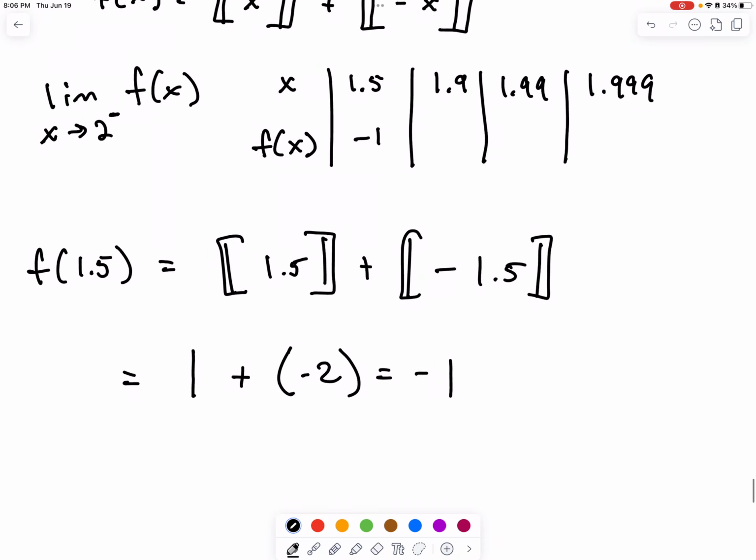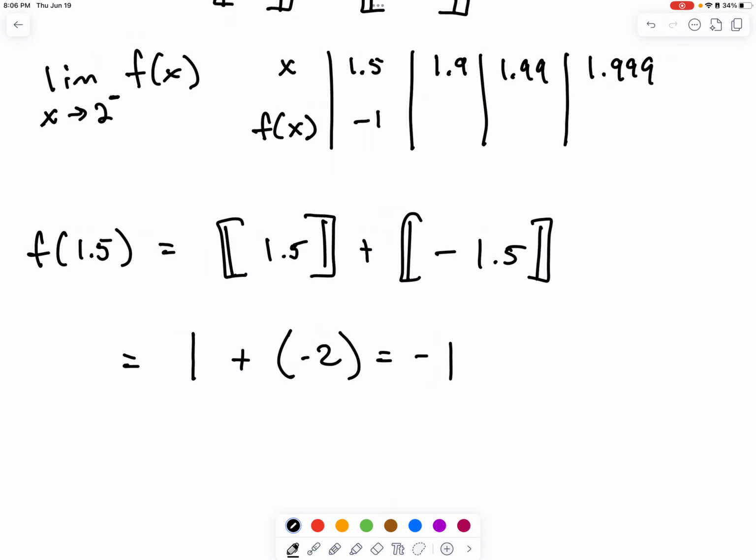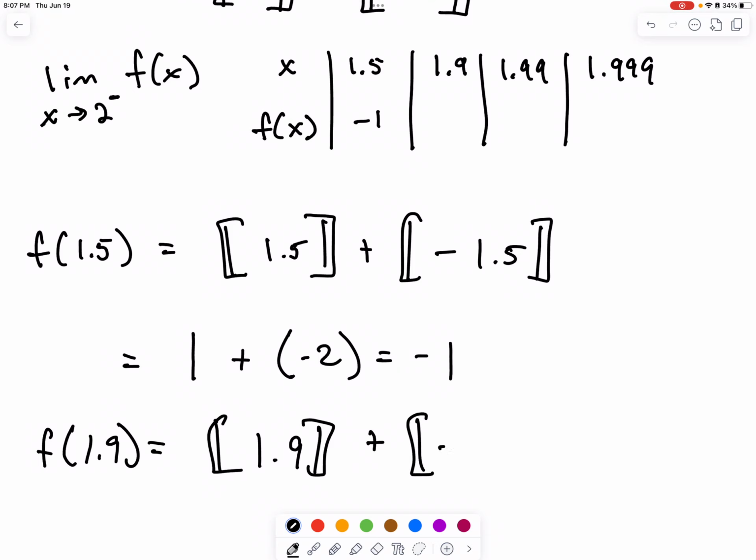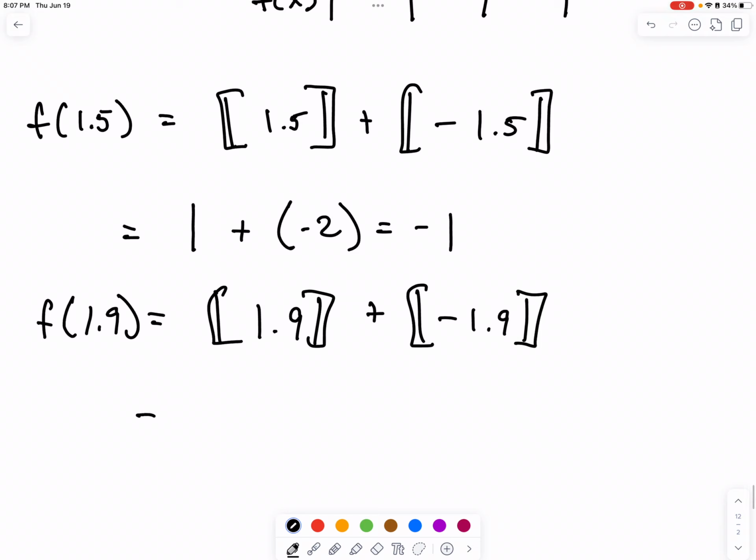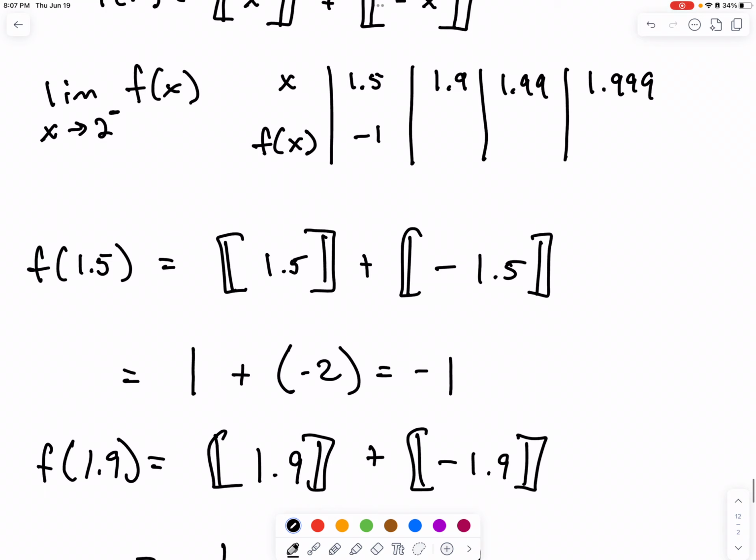So that was f of 1.5. Let's do f of 1.9. Now, I would imagine it would be similar. f of 1.9, greatest integer of 1.9, plus greatest integer of negative 1.9. Okay, 1.9, the integer to the left is a 1. Negative 1.9, integer to the left is a negative 2. So that's the same thing, right? Negative 1, right? So it looks like all of these should behave in a similar fashion.